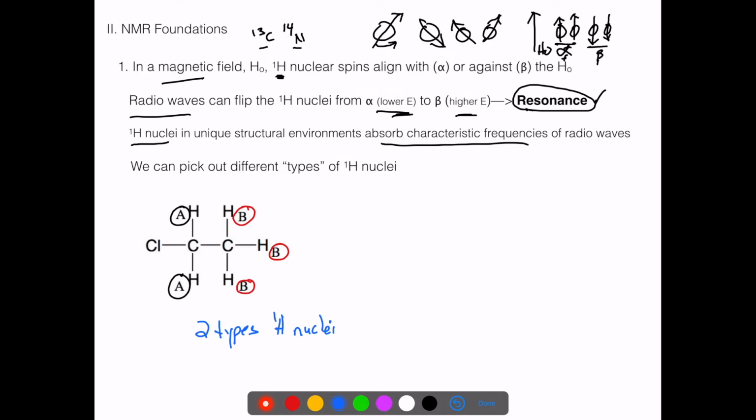and so in a magnetic field they would absorb different amounts of energy to flip their nuclei from alpha up into the beta, the beta resonance, so that resonance energy would ultimately be different. So that's important. And so again, we have these two different types. By the way, just so we bring out this term, we would say that type A and type B are what we say are chemically equivalent.